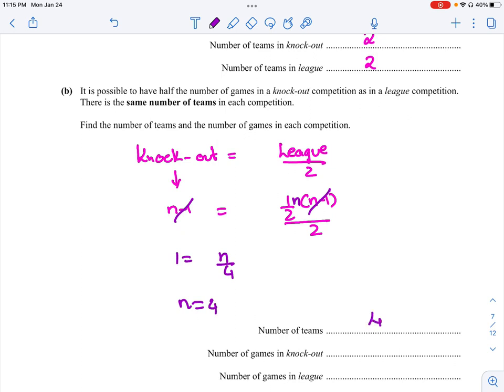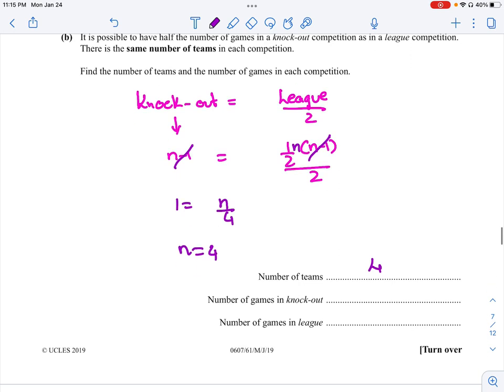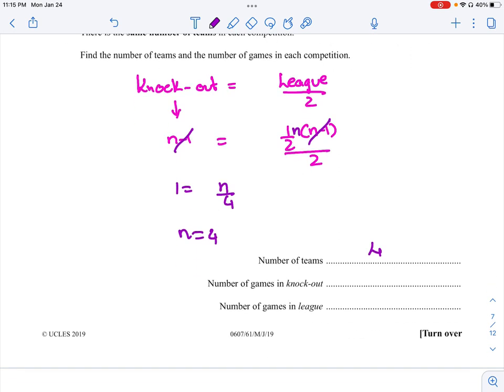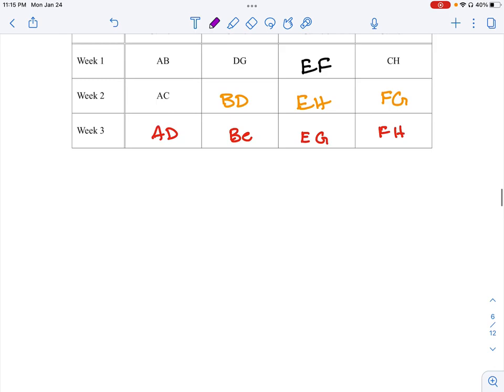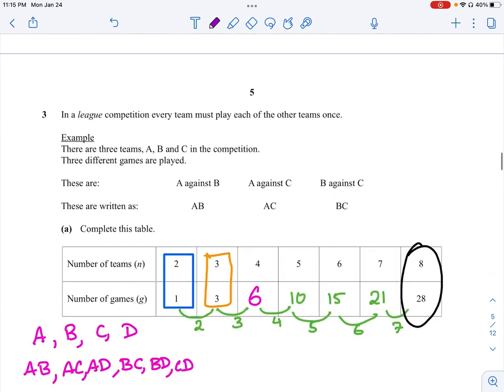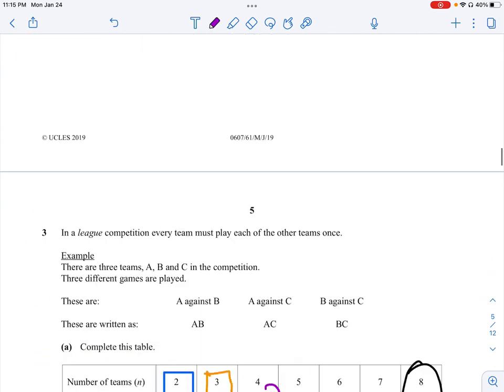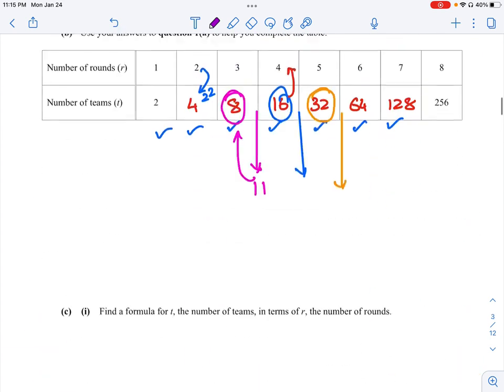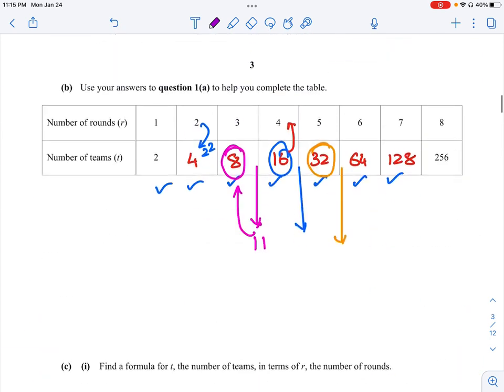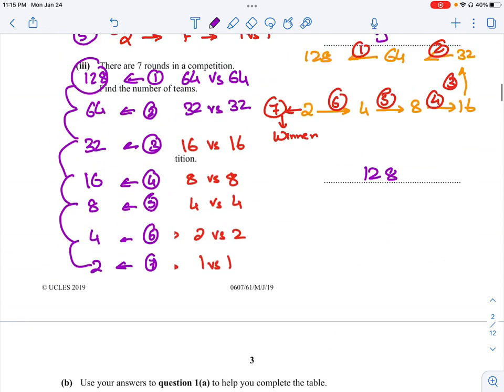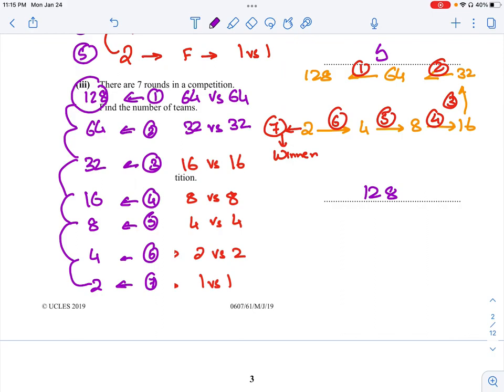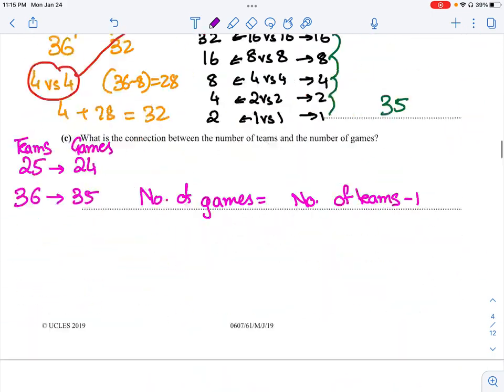So number of teams, n is number of teams, which is 4. So number of games in a knockout and number of games in the league. So we can go back, cross check. In the league, whenever it is 4, it is 6. In the knockout, whenever it is 4 teams. So we try to do that.